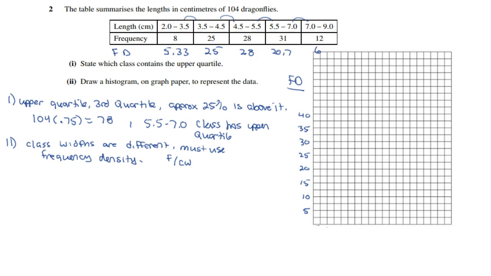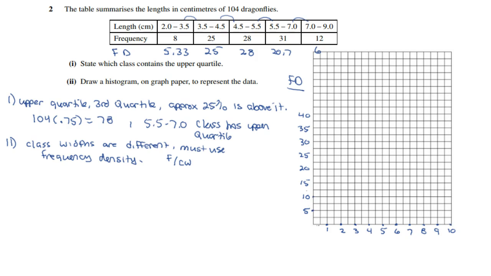And then along the base, the x-axis, we're also going to pick a scale. And you'll notice we're going from 2 to 9. So I'm just going to go 1, 2, 3, 4, 5, 6, 7, 8, 9 along the bottom. And it's important that you make sure you label both your axes. The y-axis is going to be frequency density. In this case, the x-axis is going to be length in centimeters.